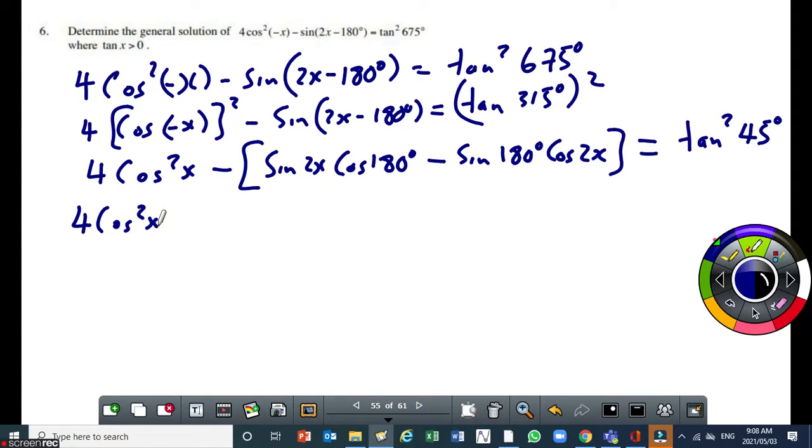But now, fortunately, this sine 180 degrees is equal to 0. So I'll be left with sine 2x cos 180, and cos 180 is the same as minus 1. So I can write this as minus sine 2x times minus 1 is equal to 1.